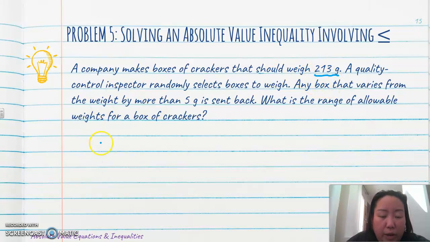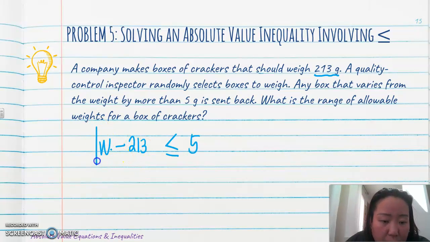So whatever is the weight of the box, the original weight is 213. It should not be more than 5. The difference between the weight of any box and the required weight, which is 213. So we have to remember that this needs to be an absolute value.